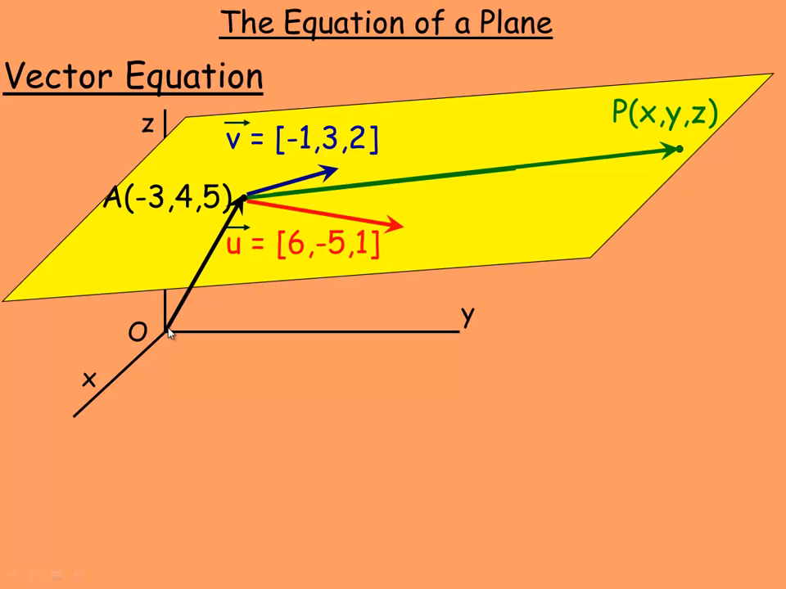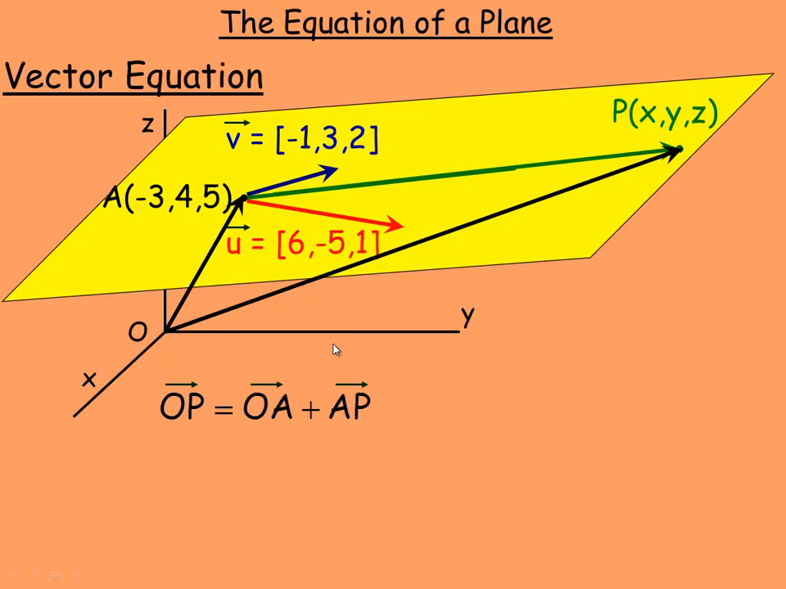Now, let's draw a vector that goes from the origin up to A and also from the 0, 0, 0 point up to point P. And so we're looking at this triangle here right now. Now, the vector that goes from O to P, which is OP, is equal to OA, this one here, plus the green vector, which we would call AP. So that's just the triangle law, OP equals OA plus AP.